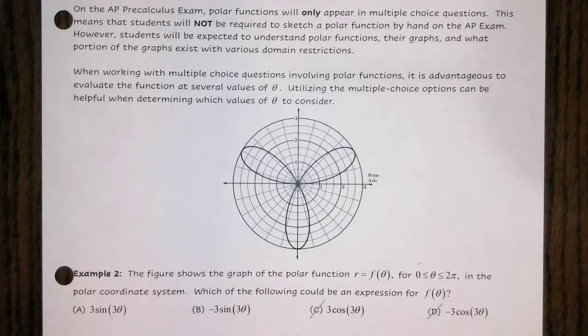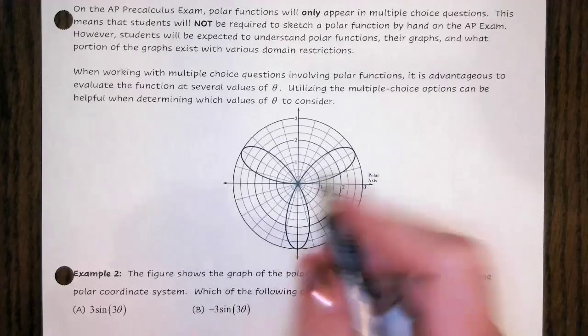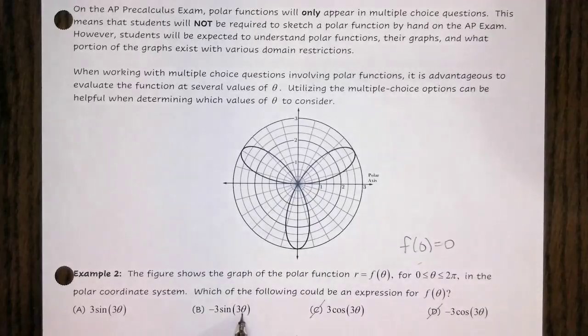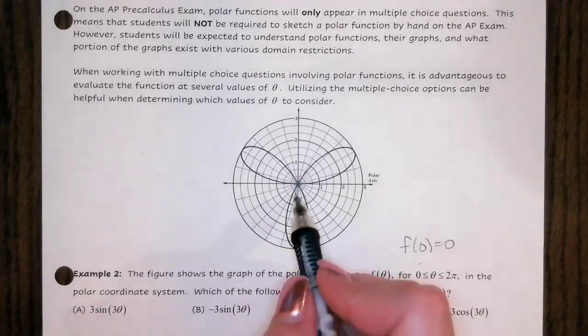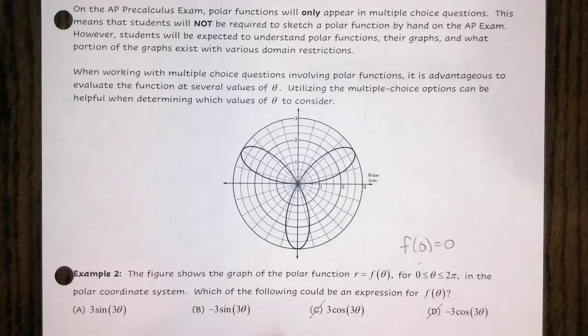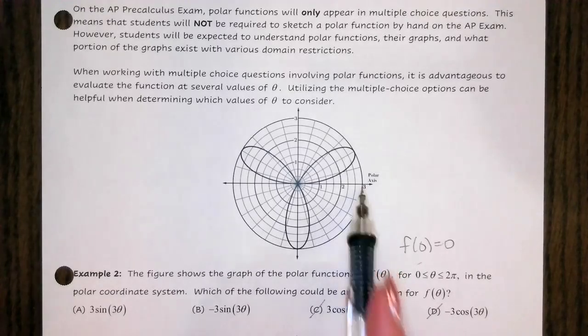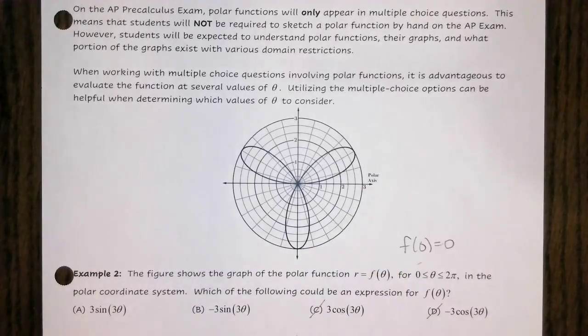One of the things that you might want to do is eliminate some of the values. For example, here I see at 0, it is at 0. So we know that f of 0 equals 0. When I plug in 0 for theta here, that gives me the sine of 0, which we know is 0, times that -3 would give me 0, which is at the pole. So that works. If we plugged in 0 here, the cosine of 0 is 1, 1 times 3 is 3, and so we would have a value right here on the polar axis. So that's what we're talking about there.